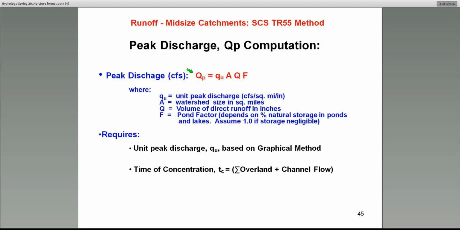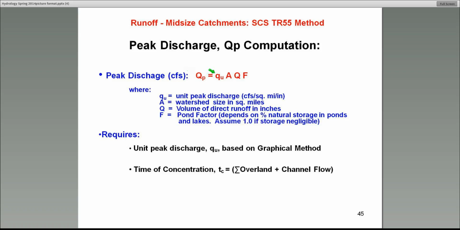This is QP in CFS. Remember, the SCS method uses units in the U.S. system of units, so please stick to that. If a problem is given in SI, convert them. I strongly recommend you do that.